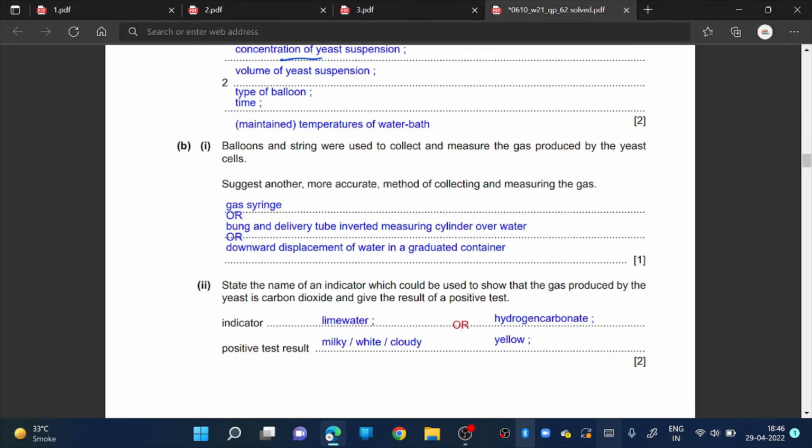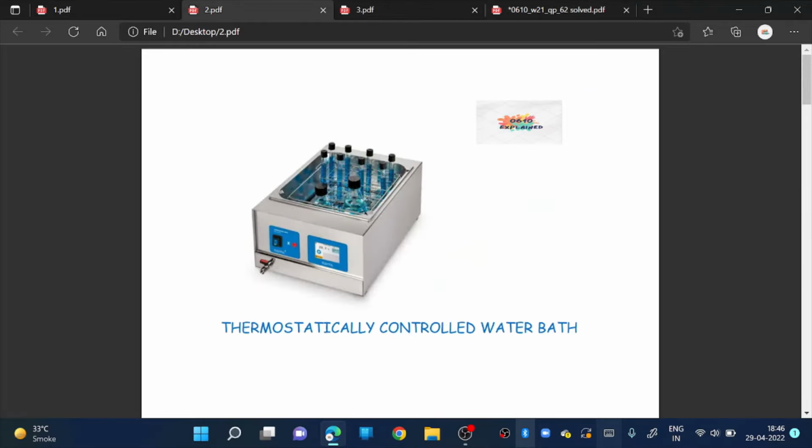Okay, now balloons and strings were used to collect and measure the gas produced by the yeast cells. Suggest another more accurate method for collecting and measuring the gas. Okay, so here you could use something called a gas syringe, the bung and delivery tube, an inverted measuring cylinder over water, or the downward displacement of water in a graduated container.